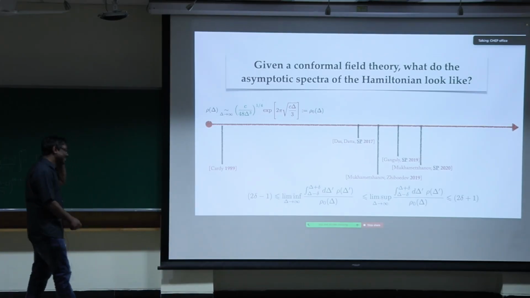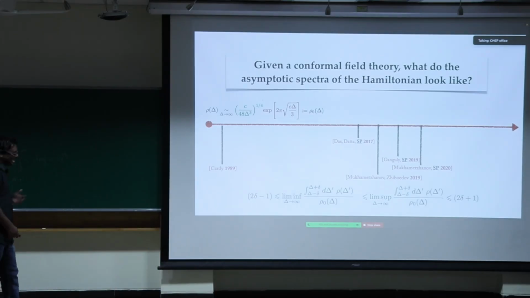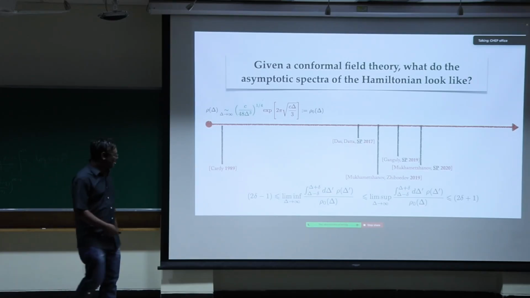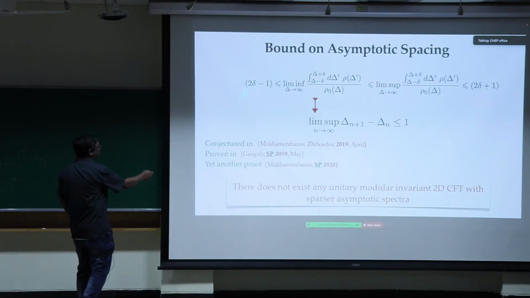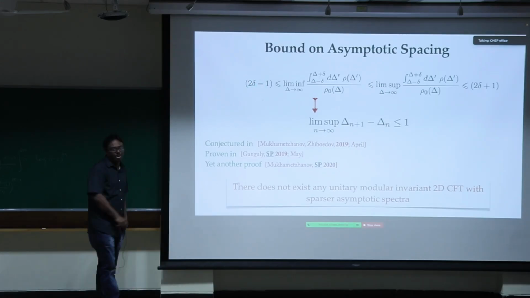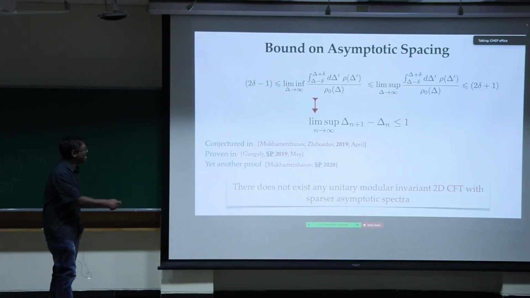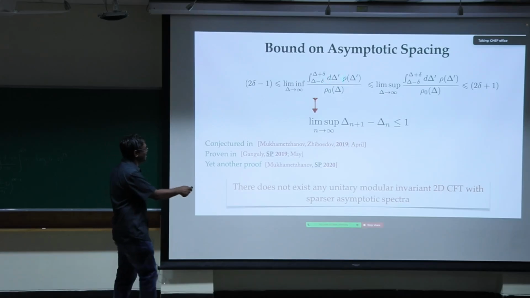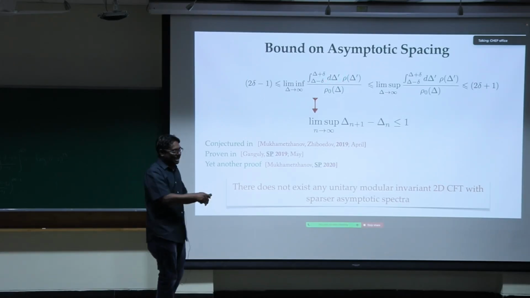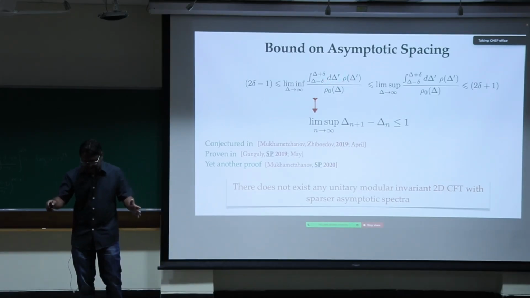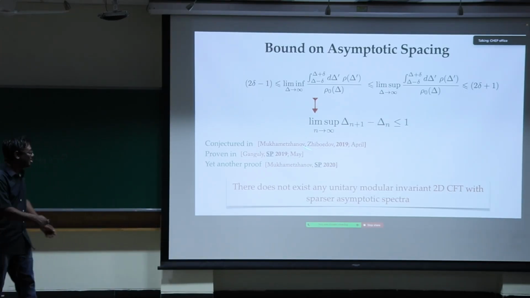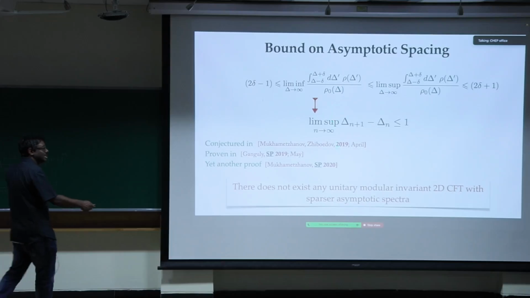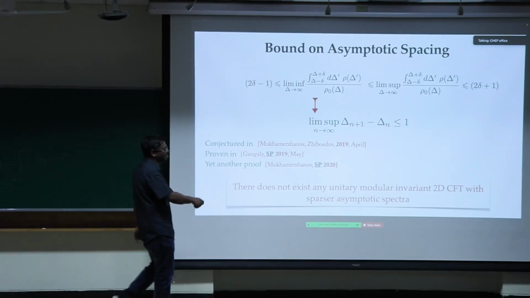Okay, so now from this inequality, I claim that we can derive something about the asymptotic spectra. If you take a window size bigger than 1, that means the lower bound is positive, which basically means that there has to be some state inside this window. That means any window you pick which is slightly bigger than 1, there has to be some state. So that means the gap cannot be bigger than 1. So you immediately show the lim sup of this difference is less than or equal to 1.